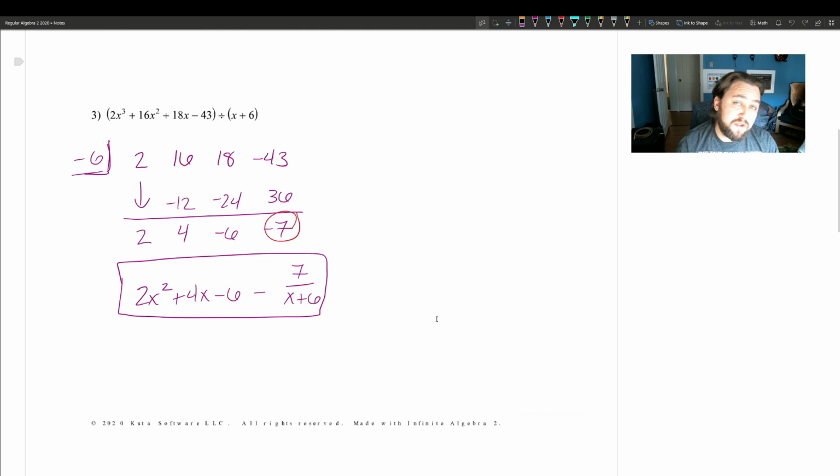I find this method to be much faster than long division personally, and there's also less places to make mistakes. But after this, you'll be able to choose whichever division method you like best.